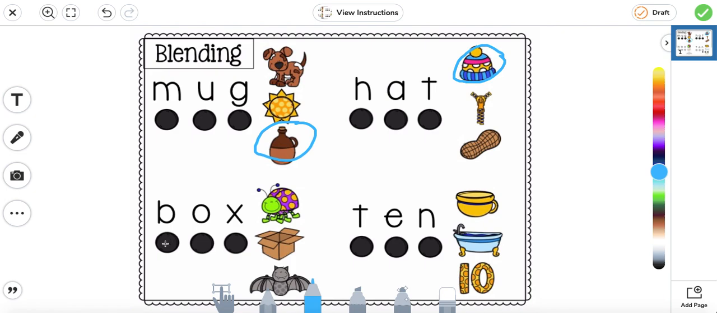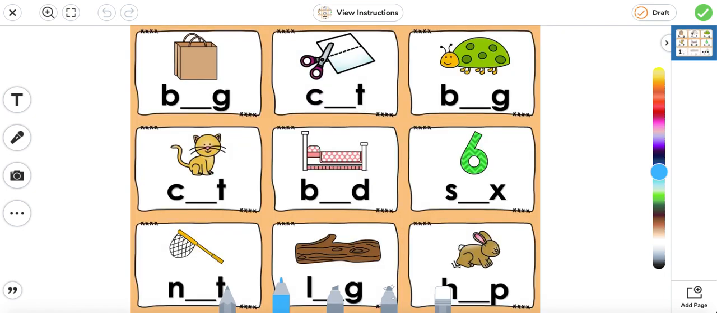Let's go to the next word. Sound it out. B, ox, box. Can you find the box? Yes. Next word, let's sound it out. T, n, 10. You're doing great. Next, we're going to go ahead and figure out what the middle sound is. So let's look at this first picture. What do you see? Bag. Can you say bag slowly? B, a, g.